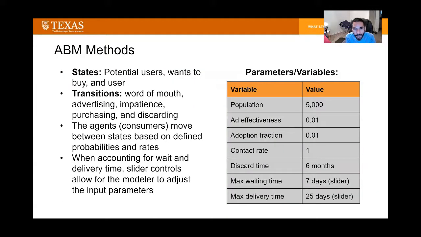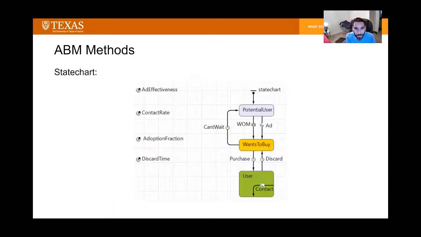As noted earlier, agents shift between three states: potential user, wants to buy, and user. Values for parameters like the effectiveness of ads, the daily contact rate of users with other people, and the discard rate are shown in the table. Although values are also presented for the maximum waiting time and the maximum delivery time, they are variable within a range and are controlled by sliders during the simulation.